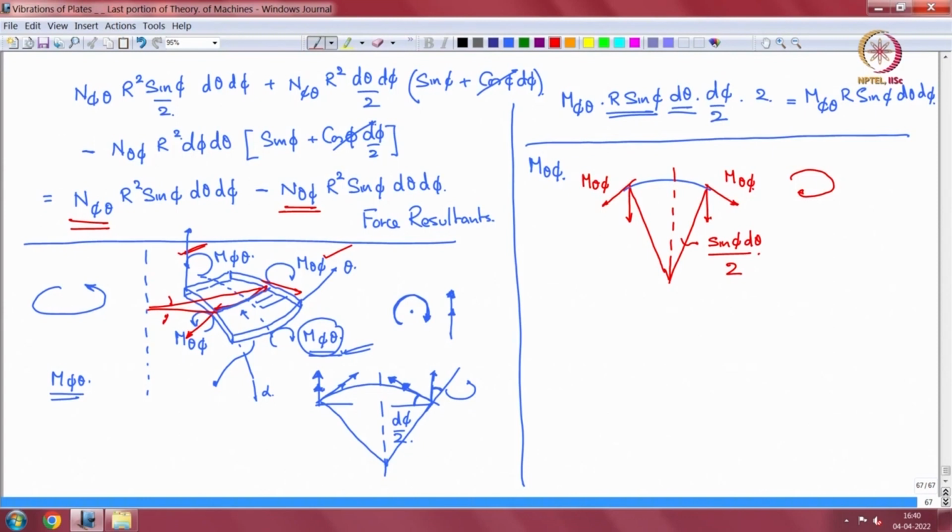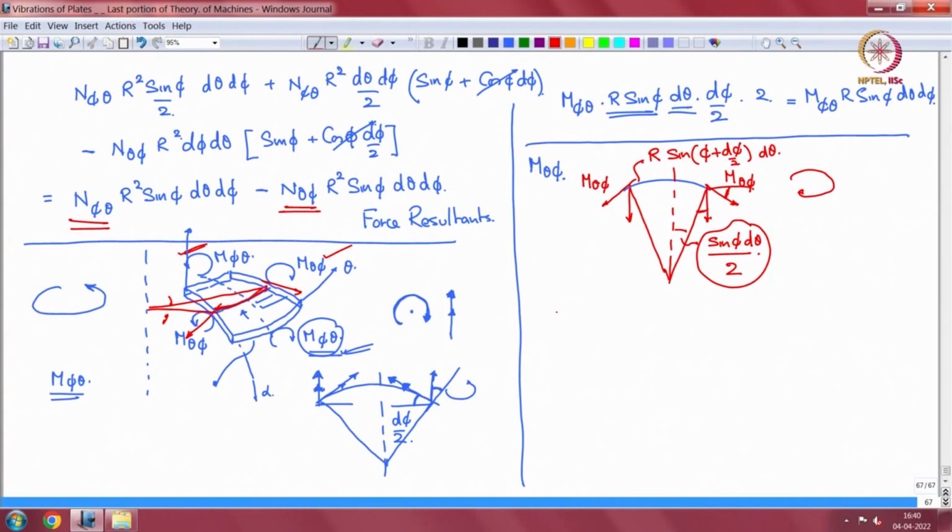To be more specific, this is r sine phi plus d phi by 2 d theta. That's the same length as this at the midpoint. Now because of that, the angle turns out to be sine phi d theta by 2. So this angle is that angle, then this angle is that angle, and this angle is that angle. So I need the sine of this angle.